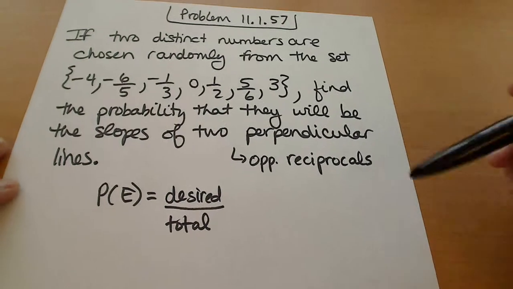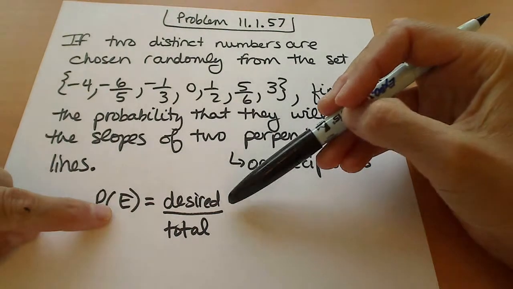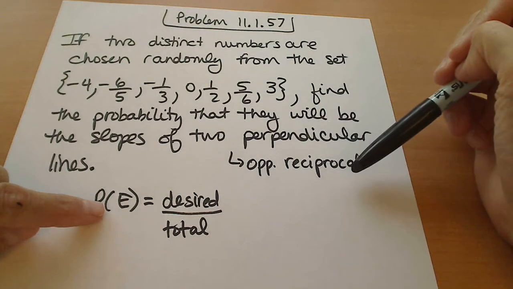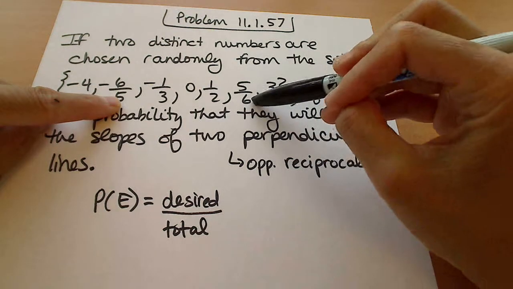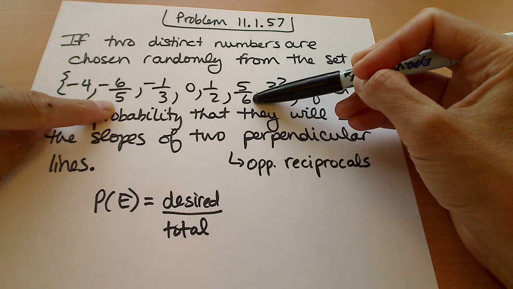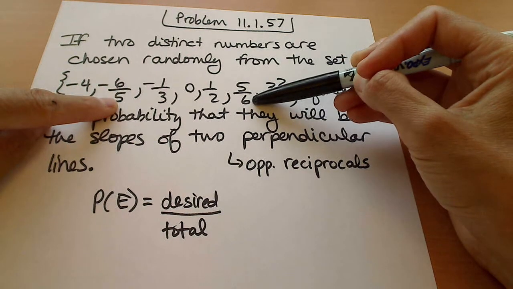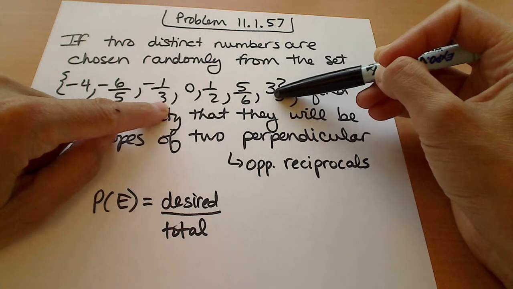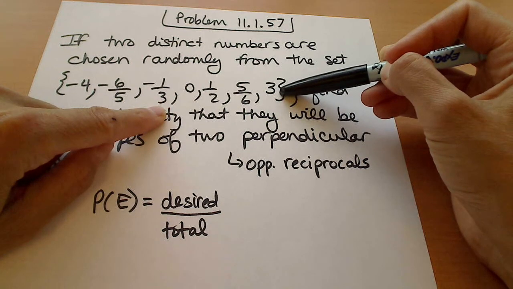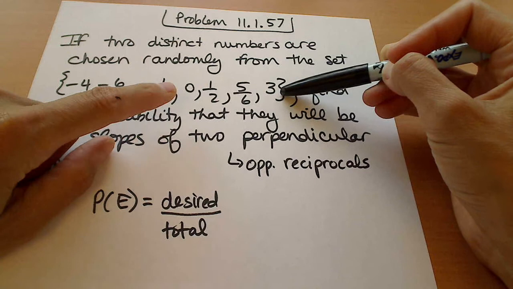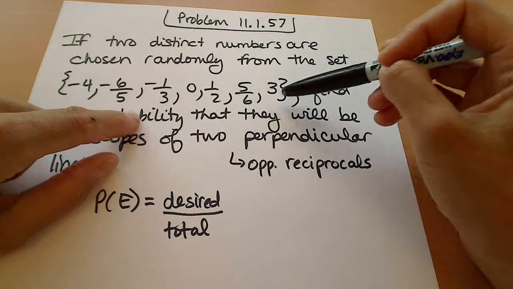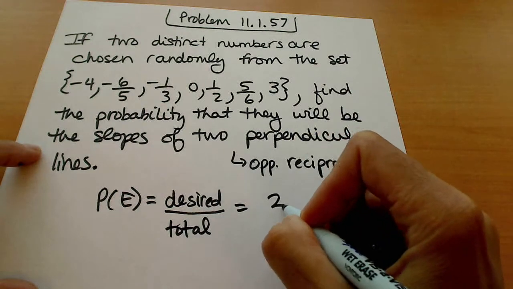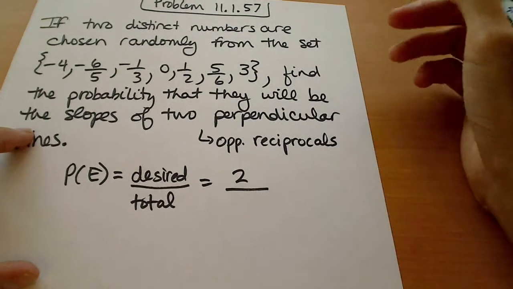Okay, so if we look at the list and we look at the desired outcome, which is pairs of numbers that are opposite reciprocals, there's one pair right here, the negative 6/5 and the positive 5/6. Those are opposite reciprocals. And then there's another pair right here, negative 1/3 and positive 3. Okay, and that's it. There's no other opposite reciprocal pairs here. So for the desired total in the top, there's two pairs.